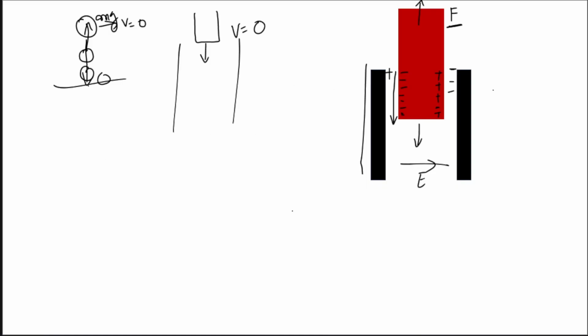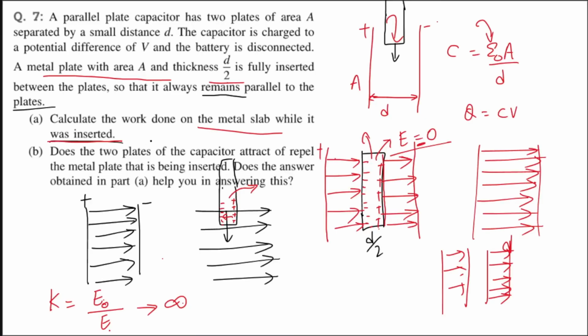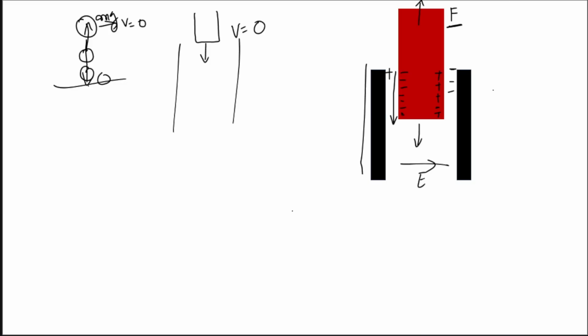Now you see, what did the question say? Calculate the work done on the metal slab while it was inserted. So what work done will we find? For that we need to check what is the change in energy of this system. Initially, this capacitor is like this. It has a plus Q charge and it has a minus Q charge.